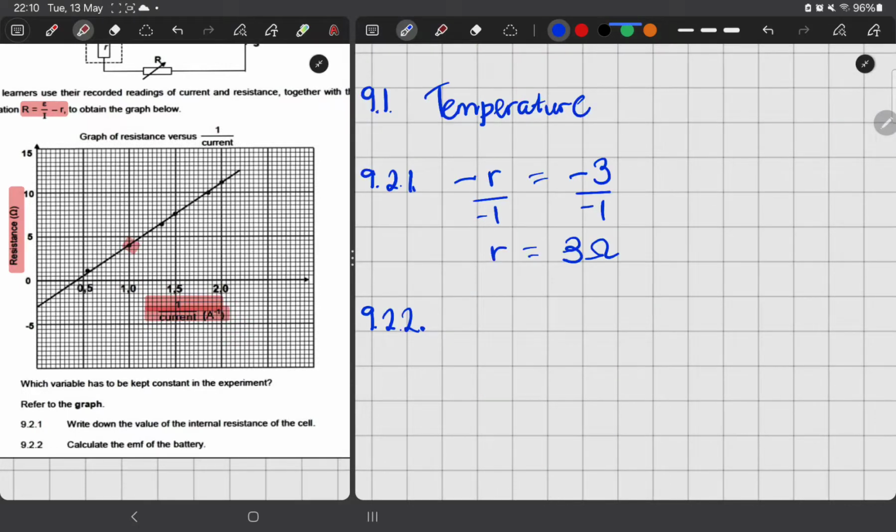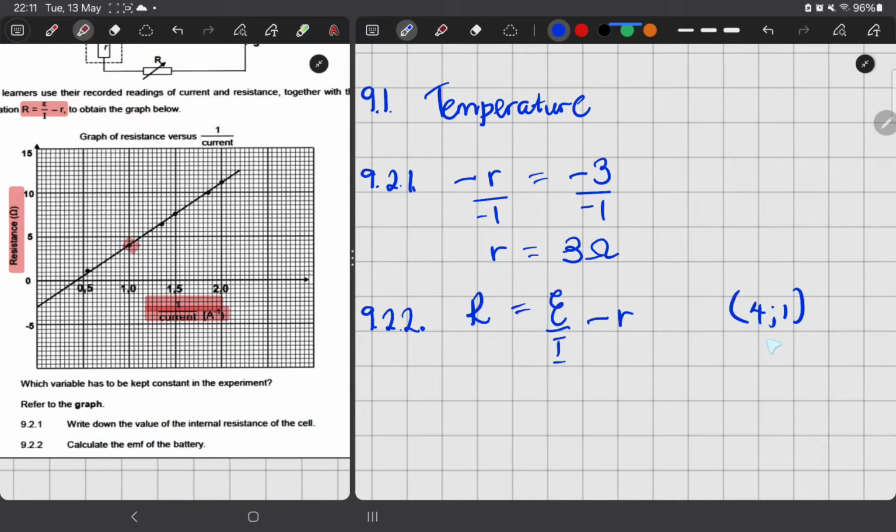Now calculating the EMF, you can use any point here that is on the straight line. So I'm going to choose this point here. It's 1 and 4. So I'll use these 2 points in my equation, and then I'll get my final answer for the EMF there.